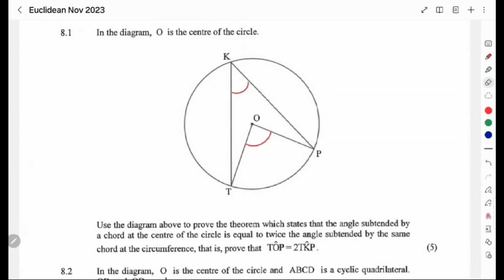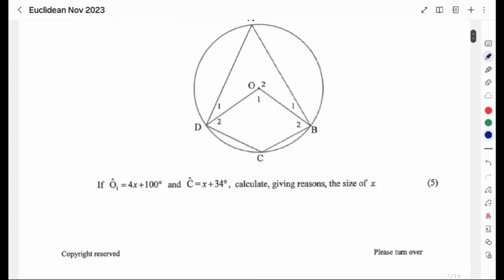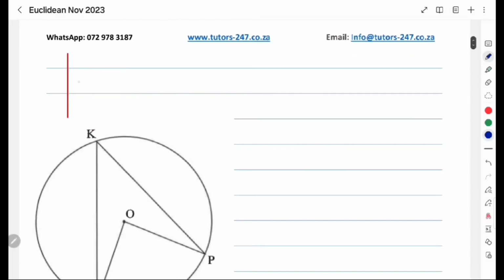So let us get started. So in order to prove this theorem, I'm going to construct a line that breaks this circle in half, from K passing through to O and then reaching the other side of the circumference. I'm then going to look at the left side and the right side of that constructed line separately, using the exterior angle of a triangle is equal to the sum of the opposite two interior angles of that triangle, and then I'm going to combine them. So let us get started with that. This is question 8.1.